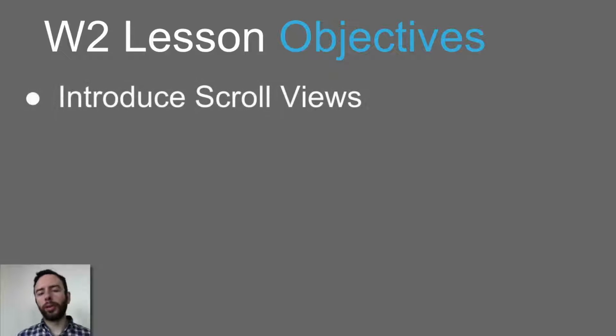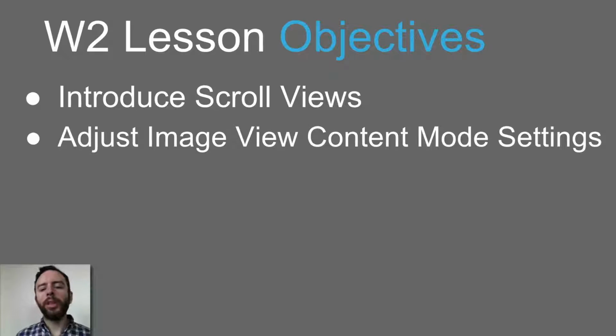First, we talked about scroll views. Scroll views are actually the dumber parent of table views and allow us to do just what you'd expect, scroll things up or down on the screen. They can contain image views or other views and can be very helpful like we use them in the detail view controller. We then talked about adjusting the image view content mode settings.